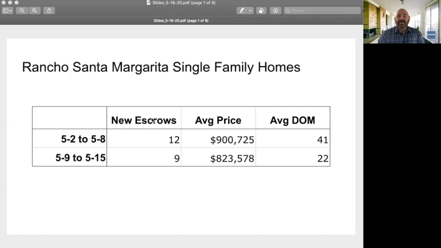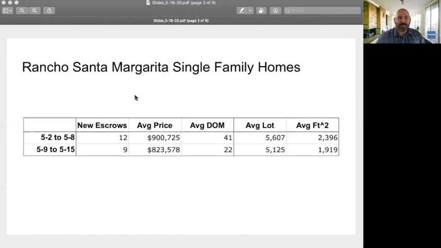But this information is unreliable, and I'm going to show you why and show you the complete story in just a second. And here we go. Now we've got the complete story. You'll see we've added a couple of columns on there. We have our average lot size and our average square footage.